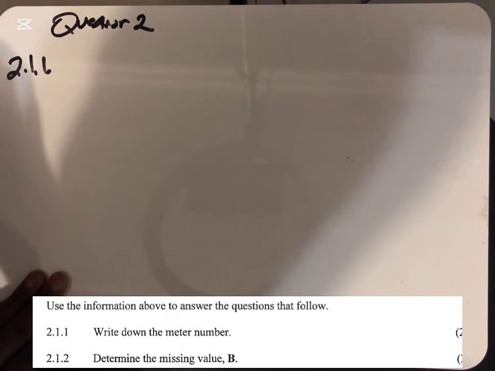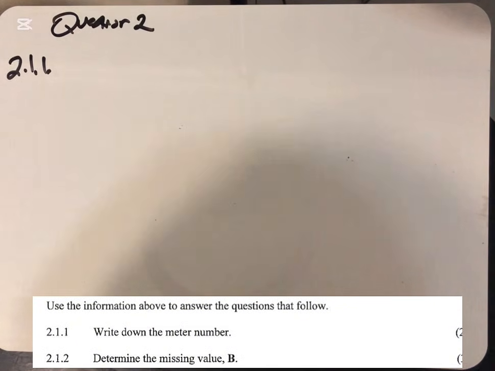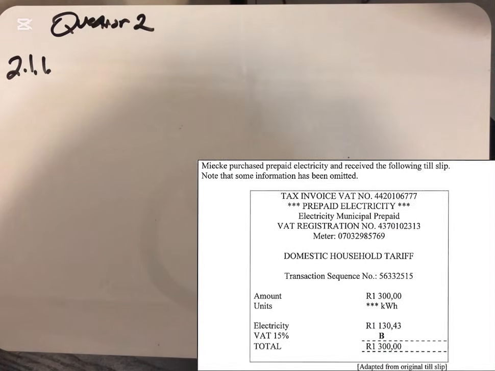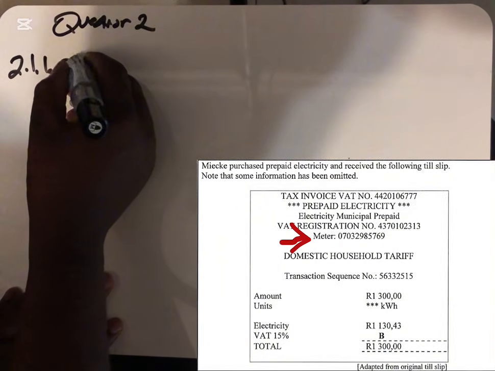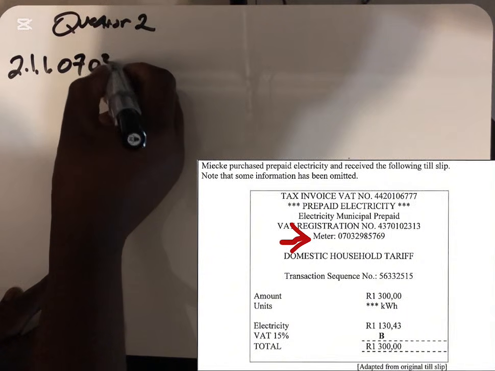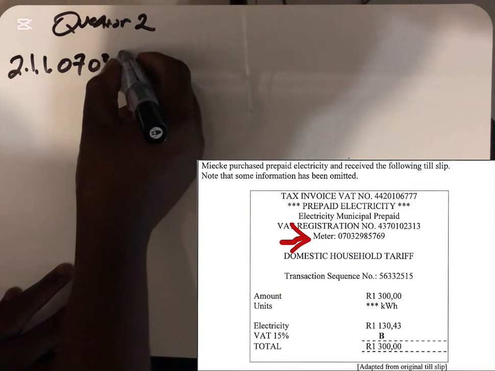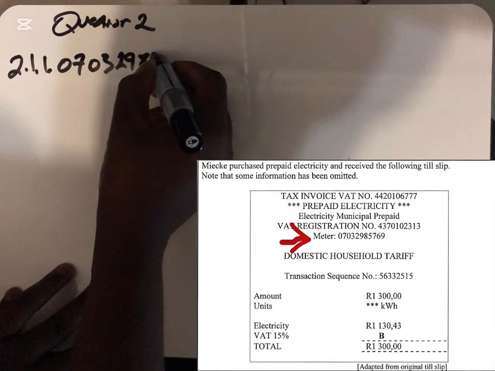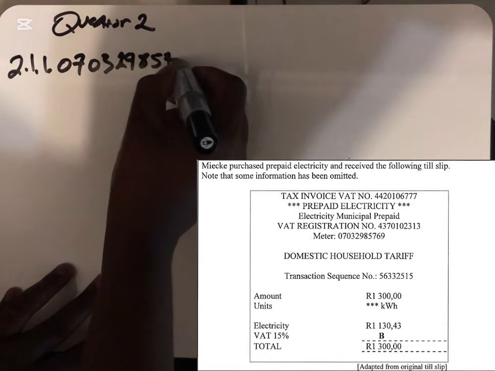Then the first question, which is 2.1.1, it says write down the meter number. So now we have to go and look and locate for a meter number. It's in this document. Meter number is 07 03 298 5769.